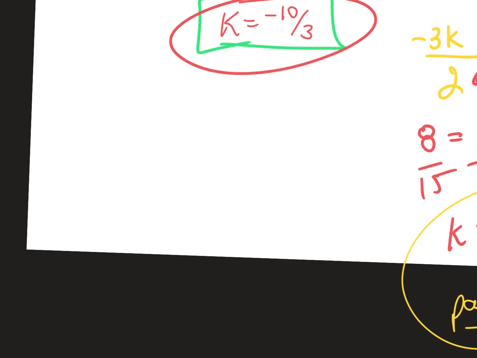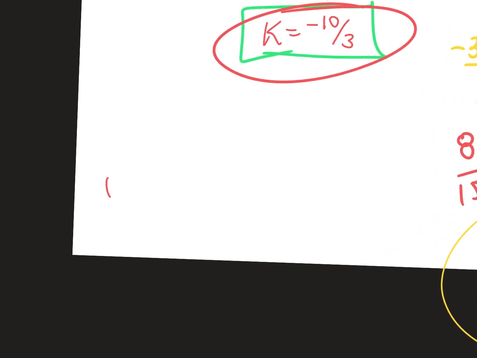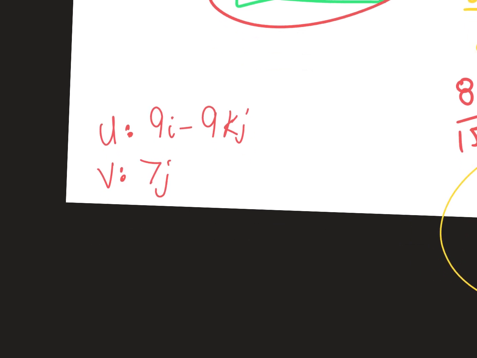Okay, so what does it say? Okay, good. 9i minus 9kj, all right. V is 7j. So think about this. In order to write a vector, you need an i value and a j value, right? So this u would be 9 comma, and then you can write negative 9k, correct?